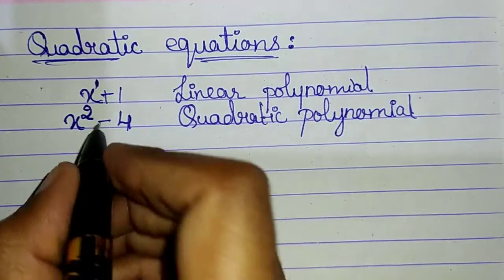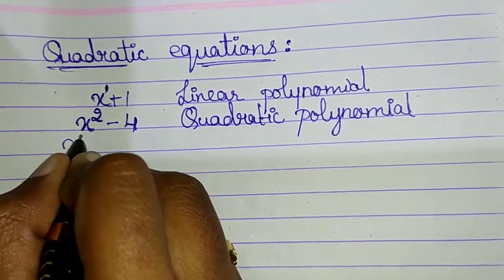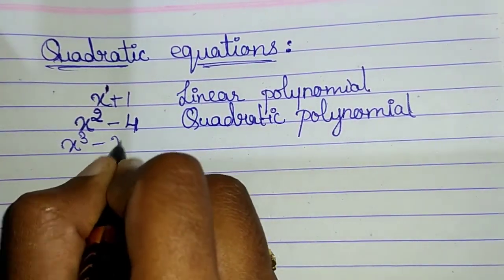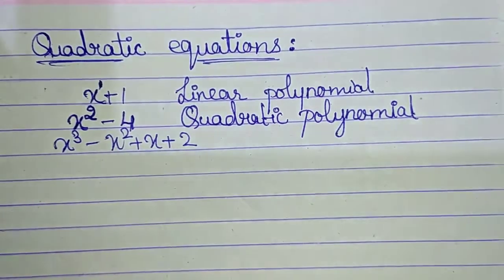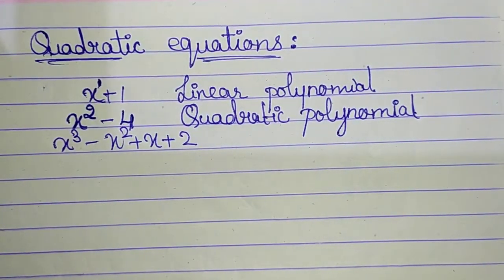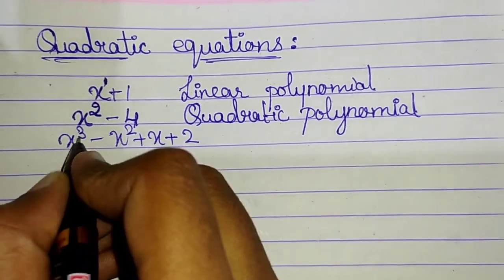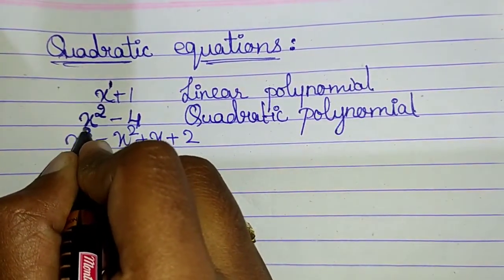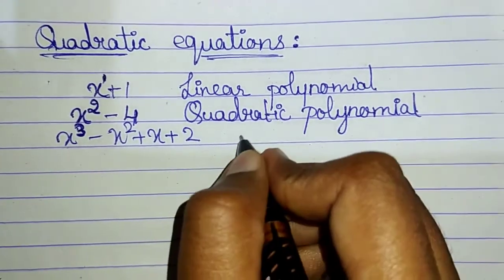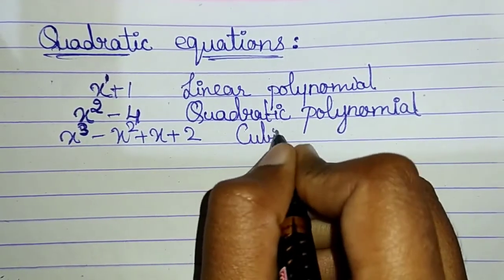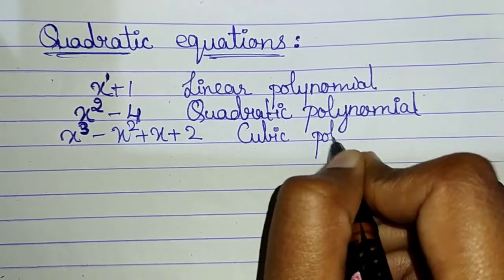And next we have the polynomials with degree 3, x cube minus x square plus x plus 2. This is one of the examples for a cubic polynomial where the highest power of the variable is 3. So this is a polynomial with degree 3 and it is called a cubic polynomial.